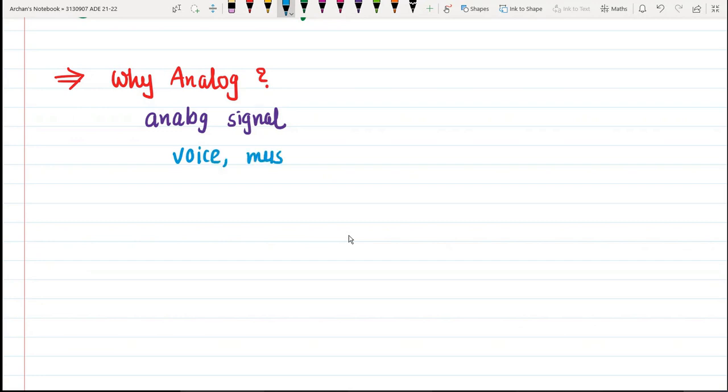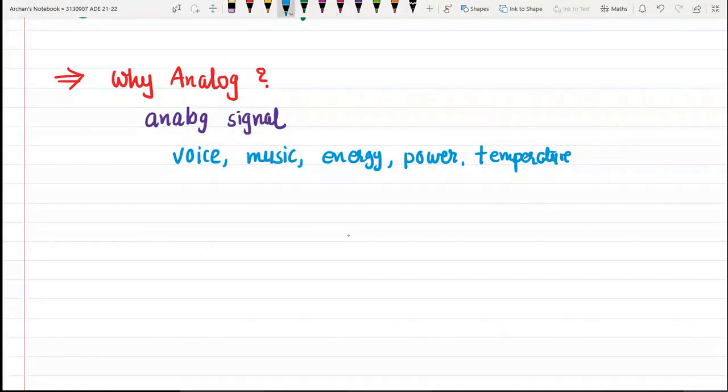Or if you are listening to music, this is also an analog signal, okay? If I talk about the energy, that is also an analog quantity. If I talk about the power, or the temperature, all these quantities are analog in nature, right? So the question is what does this analog signal look like? Generally, analog signals are represented by a sinusoidal wave, or you can say this kind of wave, okay?